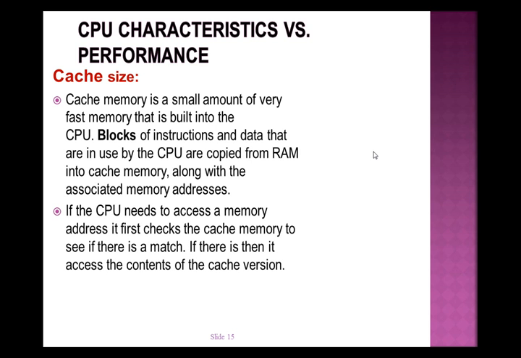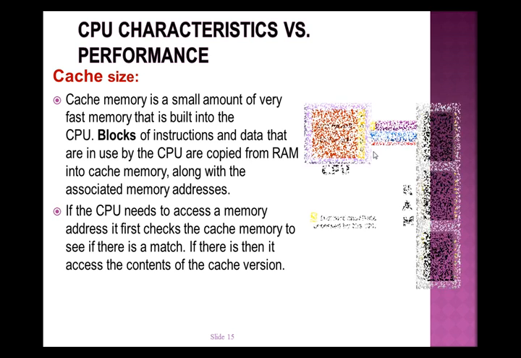If the CPU needs to access a memory address, it first checks the cache memory. As I told you, if the CPU wants some address, first of all it checks the cache memory. If the content is available, it takes the data from the cache memory, performs the operations, and gives the result. If the content is not available in the cache memory, then it goes to the main memory, performs the task, and gives the result.